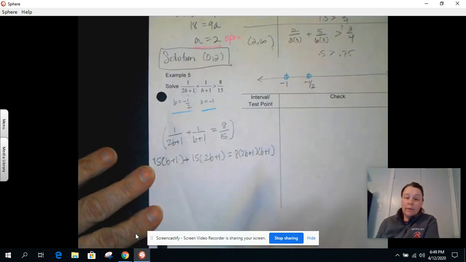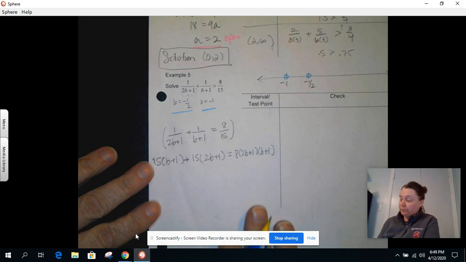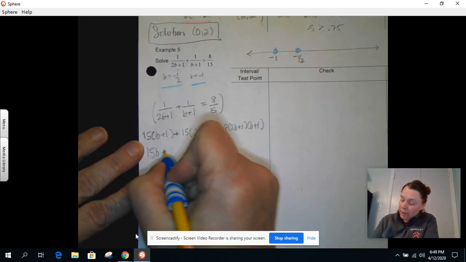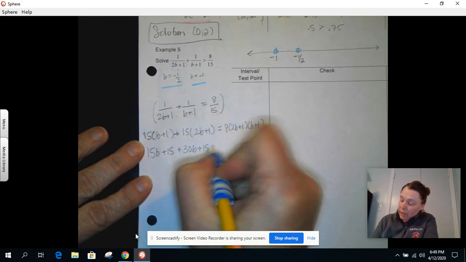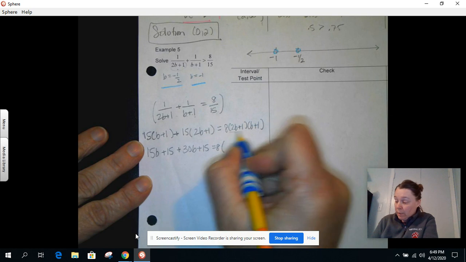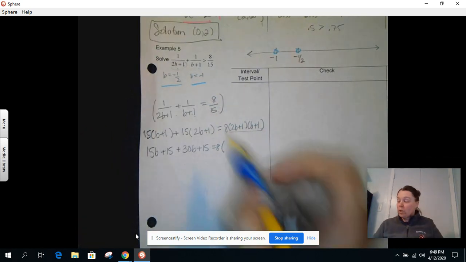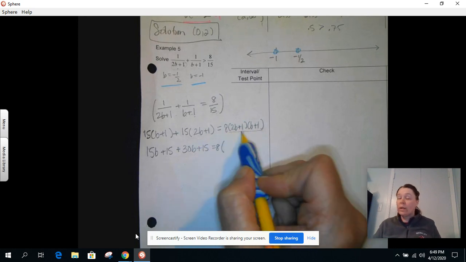Okay, so now I need to solve this equation. So maybe at this point, hit pause again and try to solve the equation. So let's see, 15b plus 15 plus this would be 30b plus 15 equals 8 times. I'm going to multiply this out before I distribute the 8 in. Or you could distribute the 8 into this first one and then multiply those. The 8 does not go into everything.